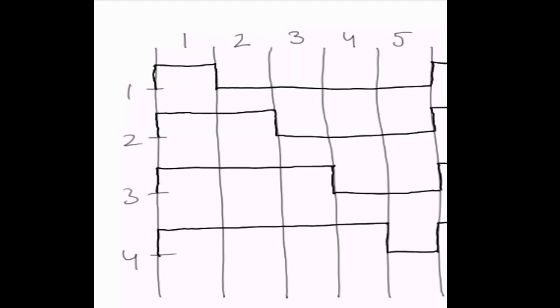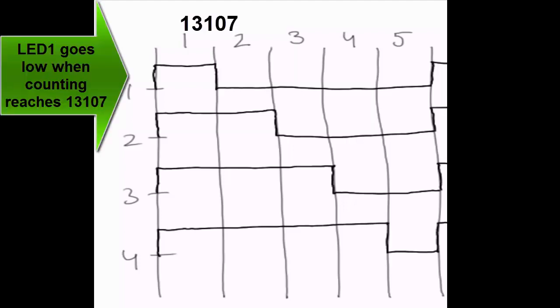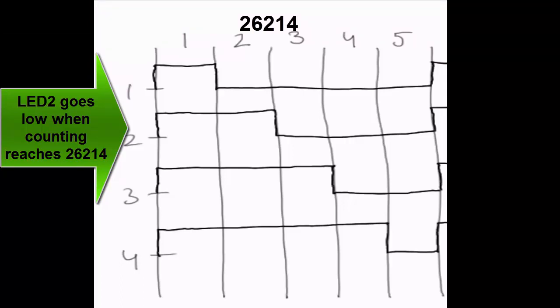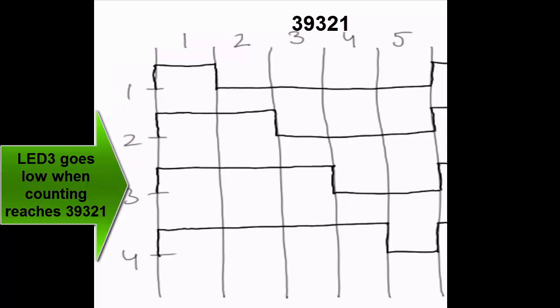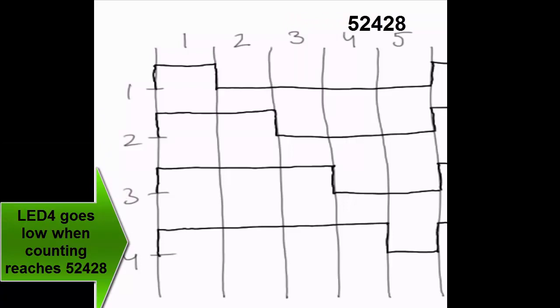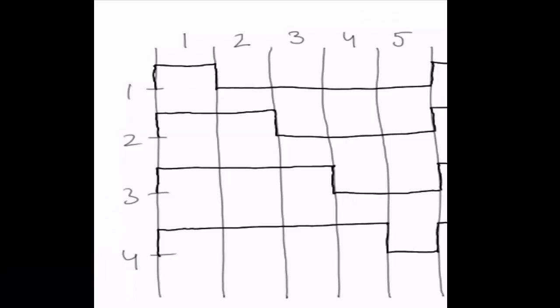Next, we will make all the LEDs go high at the start of every single 5 second duration. Thus at the start, all LEDs will be switched on. Now we will set that when counting reaches 13107, LED 1 switches off. When counting reaches 26214, LED 2 switches off. When counting reaches 39321, LED 3 switches off. When counting reaches 52428, LED 4 switches off. And when counting reaches 65535, it will again start from 0 and all LEDs will again switch on, and this whole process repeats.